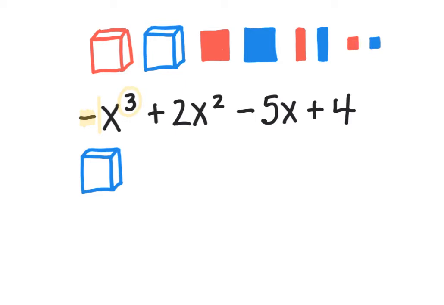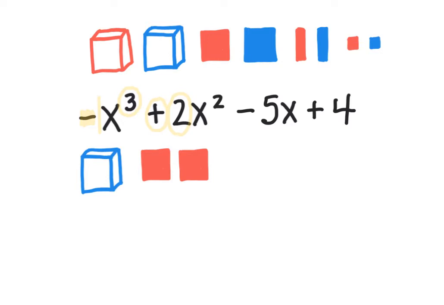We'll represent the 2x squared using 2 of these tiles. That tile is the x squared tile, and in this case, we require 2 of them. We know we need 2 because of the coefficient of the variable x squared. We know that they'll be red because it is a positive 2x squared.